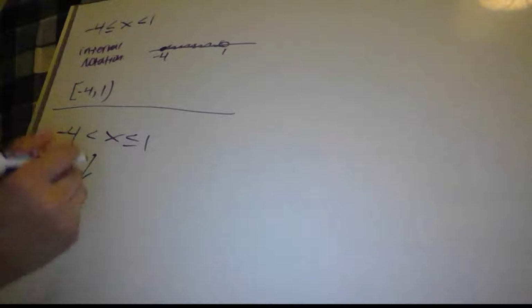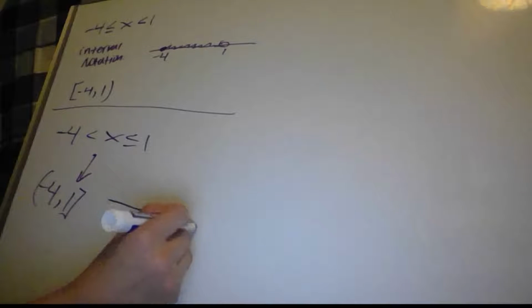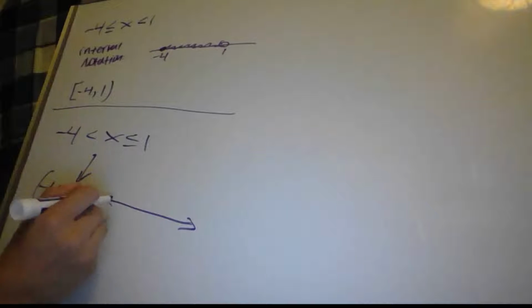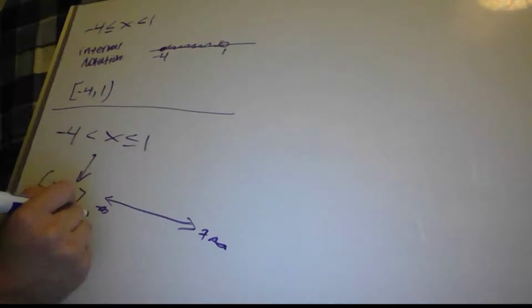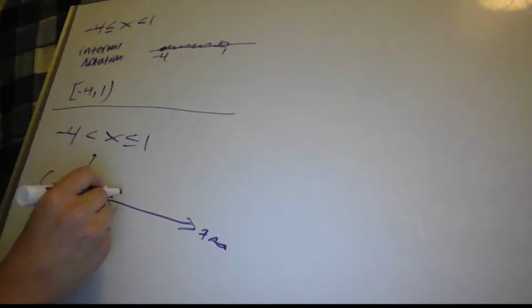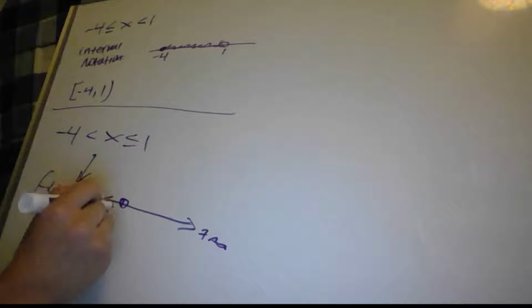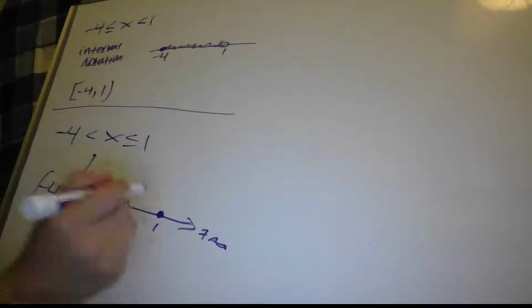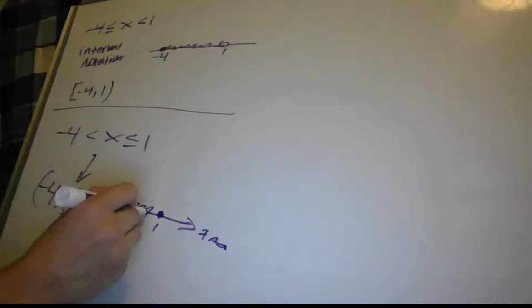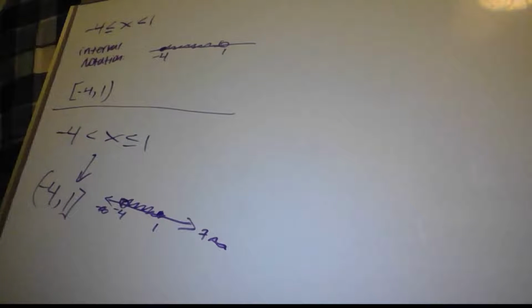Let's see, for this one, it would look like this. So you would do your line, -infinity, positive infinity. You would do from -4 to 1, so it'd be an open circle at -4, and at 1 it would be a closed dot, right? Shade in between, and you're done. Okay. So that's how it would be.